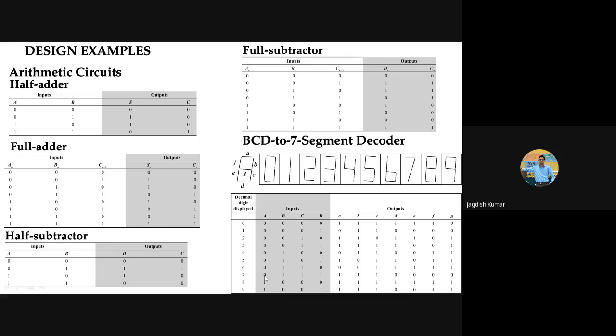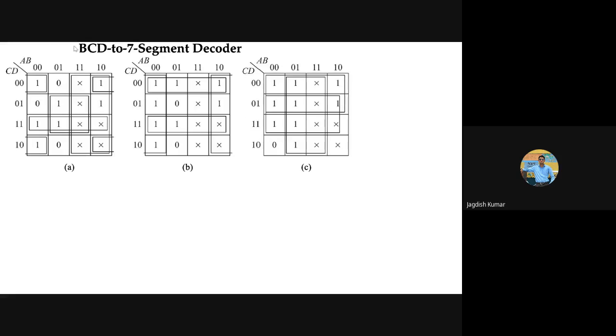Okay. Then you come further. 0, 1, 1, 1. So 0, 1, 1, 1. There is a 1 here. Okay.